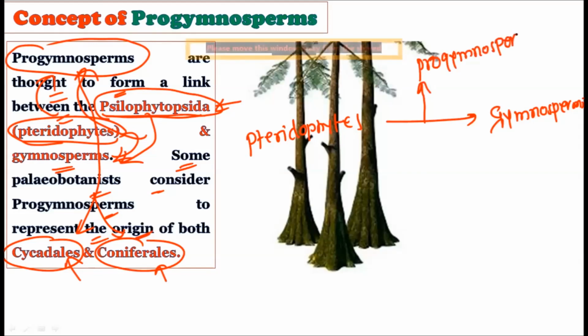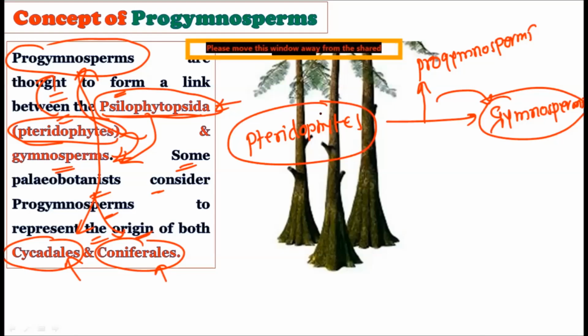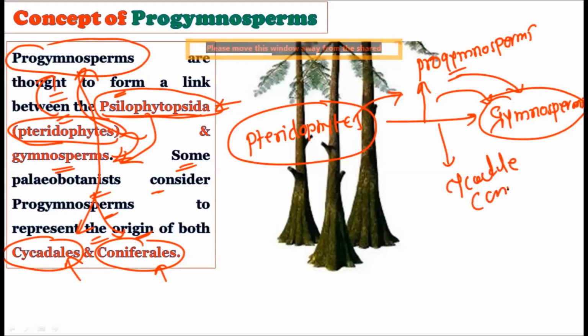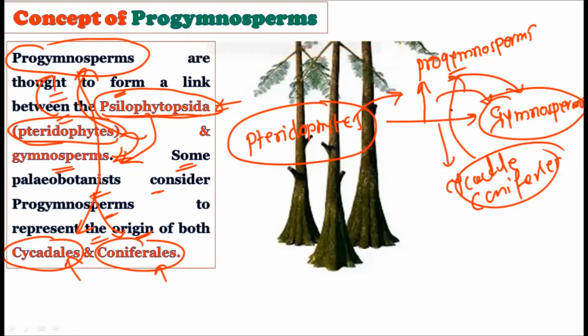So the pteridophytes later got converted into the progymnosperms, and these progymnosperms may have got converted into the gymnosperms, specifically the Cycadales and the Coniferales. These two orders may have arisen out of these particular progymnospermous plants. So this is the connecting link between the pteridophytes and the gymnosperms, which are called progymnosperms, and these progymnosperms later may have given rise to cycas-like plants and conifer-like plants.